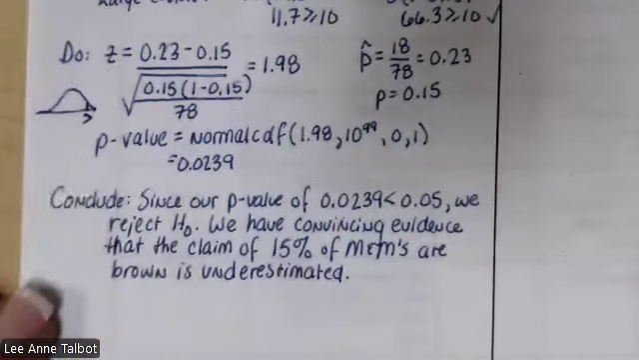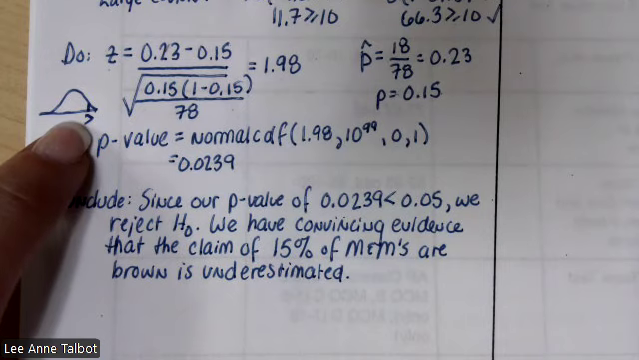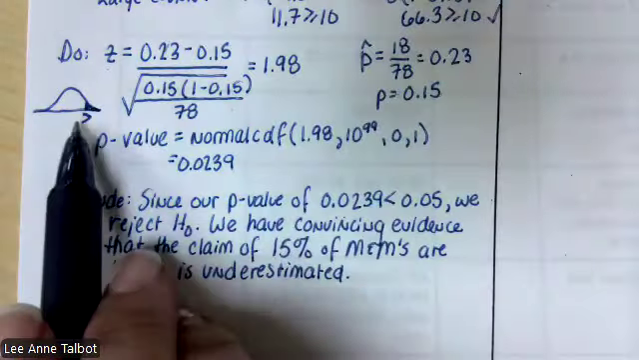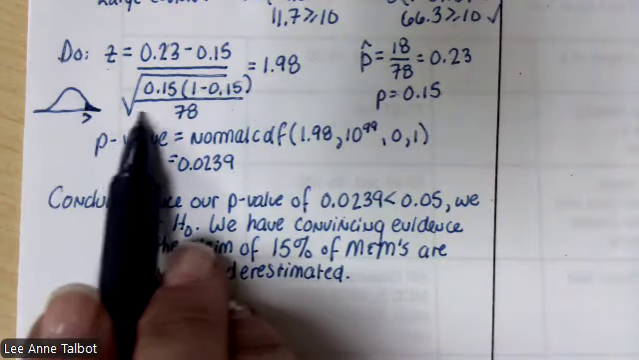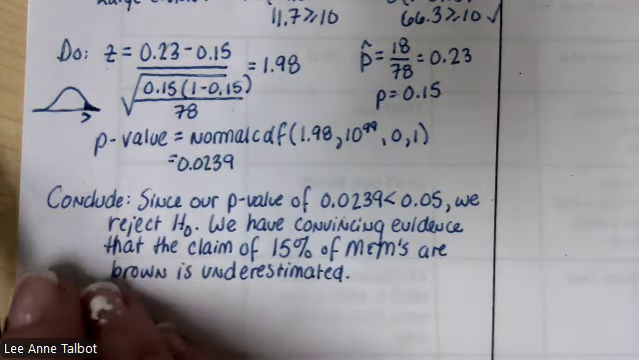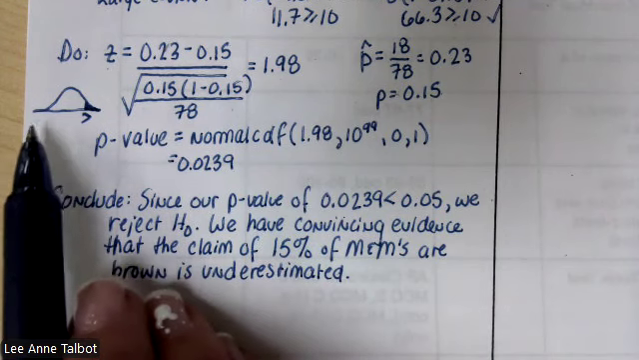Let's look at my little picture here. So 1.98 is on the positive side, so that would be here, and then infinity would be here. You see what I mean? So if it's negative, it would be negative infinity to negative that.